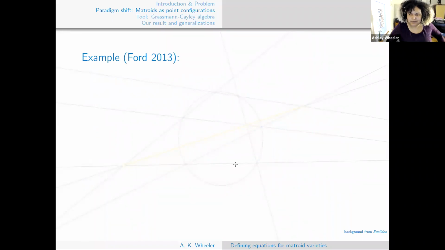But let me give another example where the 2 ideals are not equal. So this example was given by Nick Ford in 2013. And it was kind of the inspiration for this project because he gave an additional equation in the defining ideal, not in the naive ideal, and he didn't say where the equation came from. And Jessica and I kind of puzzled over this for a while until we looked at Sturmfels' algorithms and invariant theory and realized that this equation came from a construction using the Grassmann-Cayley algebra, which I'll talk about soon.